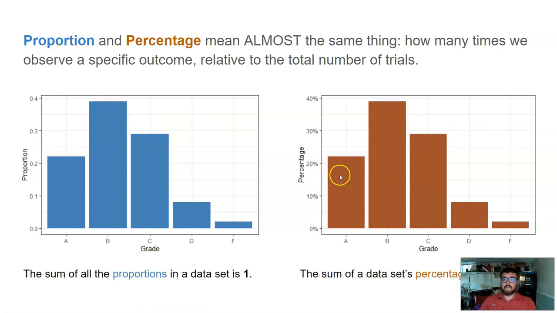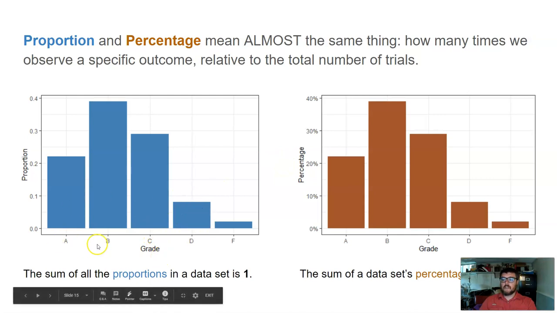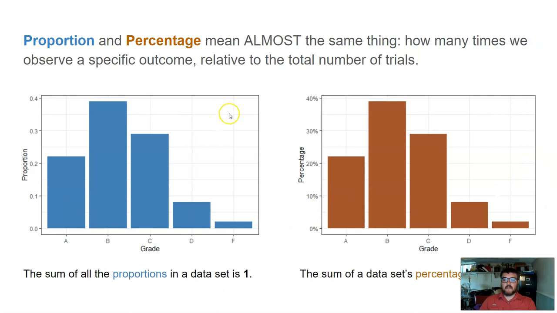So they're relative, so that you can compare across different sample sizes. So there's different data sets of different sizes. These all add up to 1, these all add up to 100, but the shape's the same for all 4.